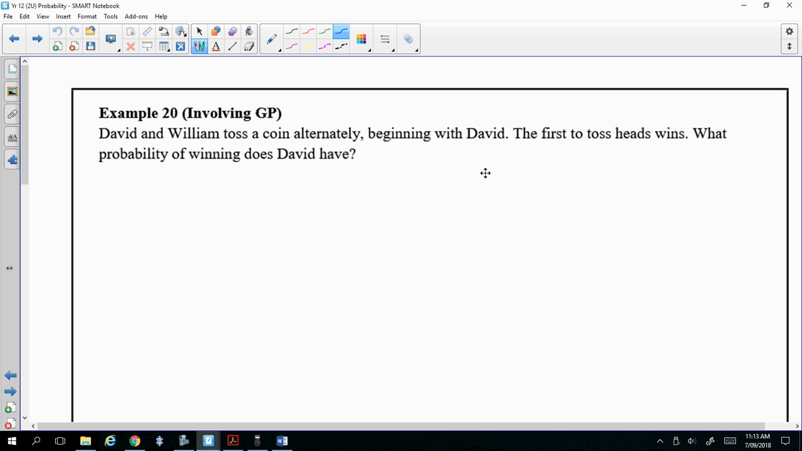And let's see how we can use GP to solve it. So there's two people, David and William, who toss a coin alternately, beginning with David. The first to toss heads wins. What probability of winning does David have?